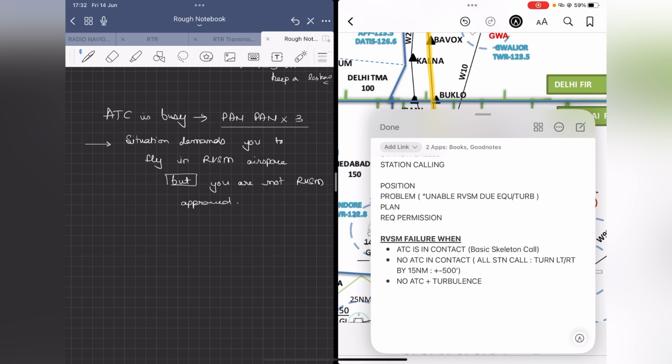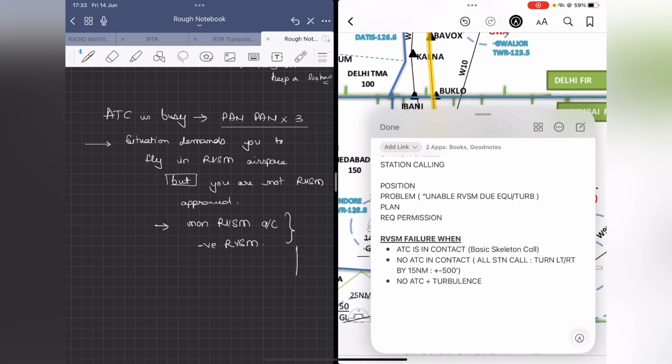You will maintain 2000 feet from the reciprocal traffic, you will maintain 4000 feet from the same track traffic. So you can fly with your equipments failed in RVSM airspace, but on CVSM flight levels. In that case, whenever you're requesting towards the end, you will add a phrase which says non RVSM aircraft, or you could also say negative RVSM. Now, important is that anytime you mention this, when the ATC talks to you, every time you're responding, you have to mention that you're a negative RVSM aircraft with your call sign.